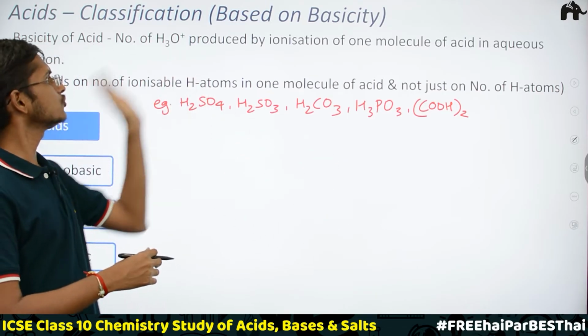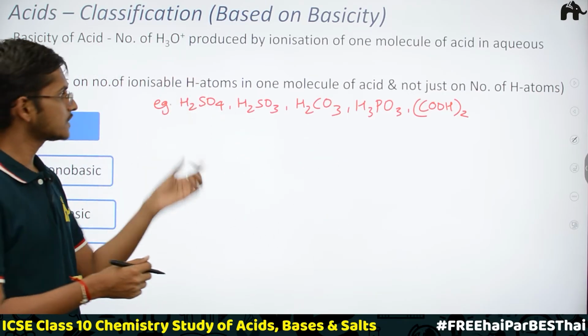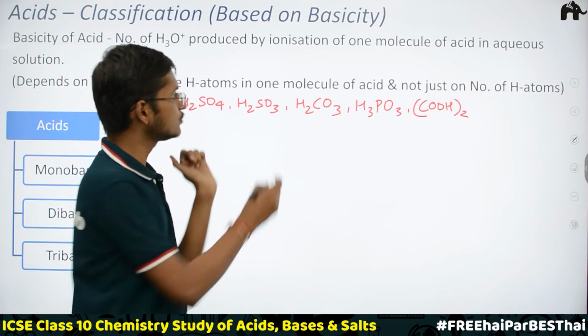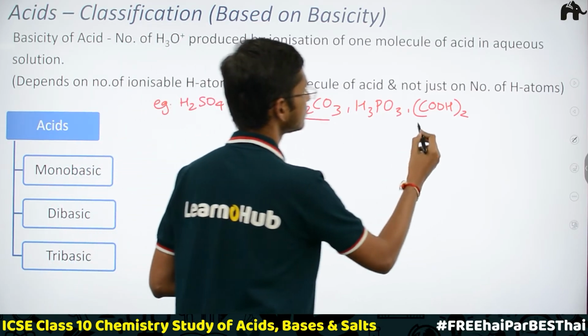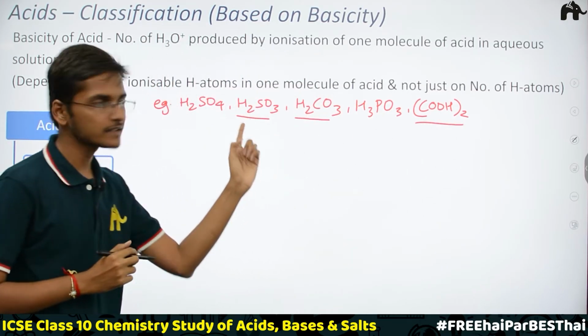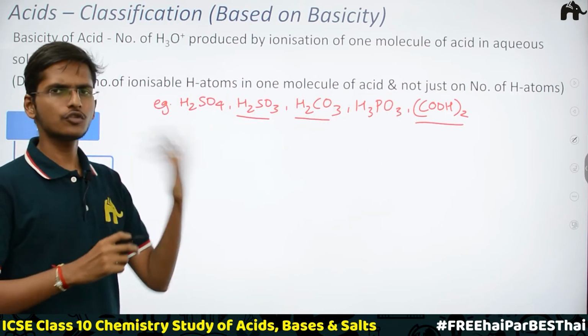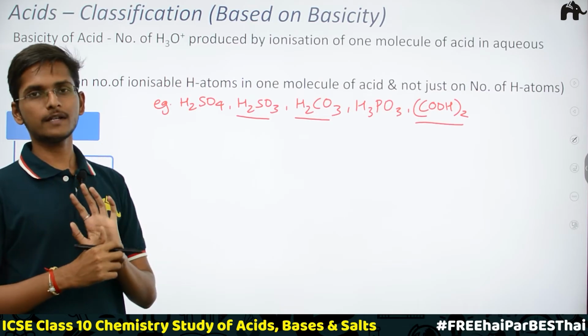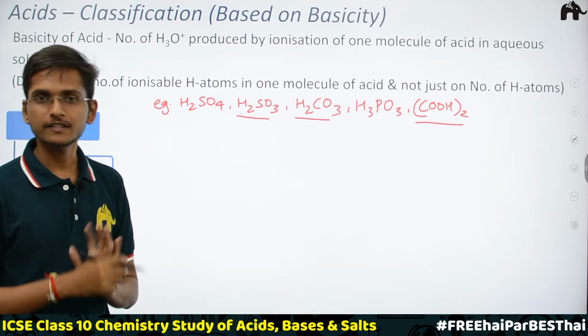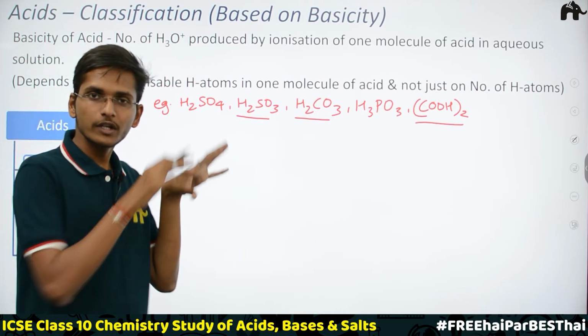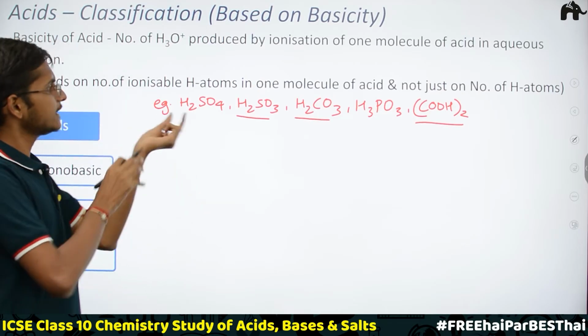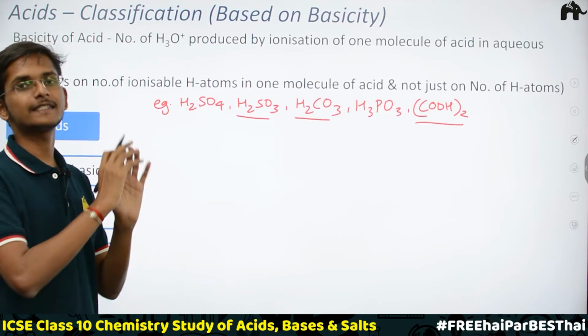Now we just saw how H2SO4 gave us 2 hydronium ions. So its basicity is 2, so it is an example of a dibasic acid. In the same way, H2SO3, H2CO3 and oxalic acid, that is sulfurous acid, carbonic acid and oxalic acid, also give us 2 hydronium ions, therefore they are also dibasic acids. Now how do they give 2 hydronium ions? Let's see their ionization equations.